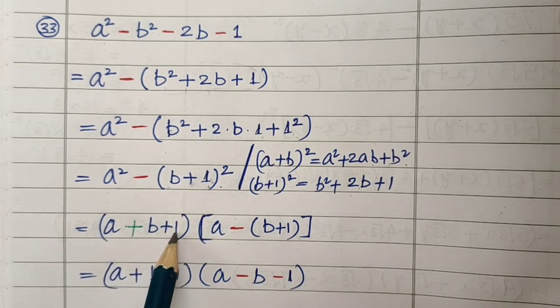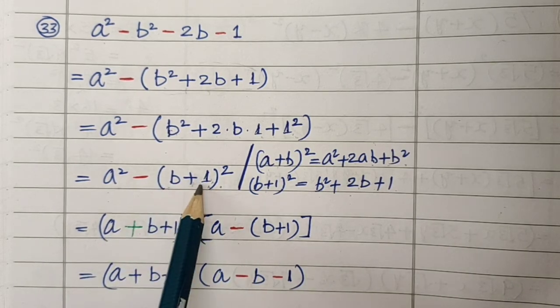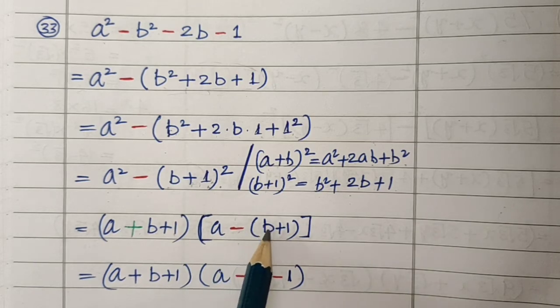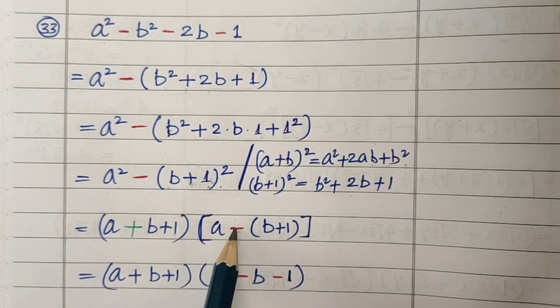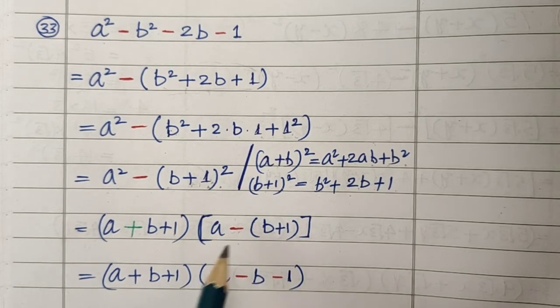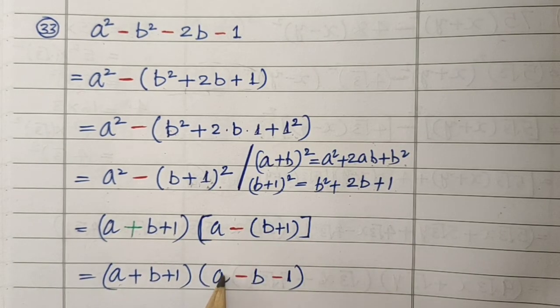A plus b plus 1 into a minus of this b, so minus of b plus 1. Then you have to introduce minus here. Be careful, whenever minus is there, you have to introduce it into the bracket. A plus b plus 1, a minus b minus 1.